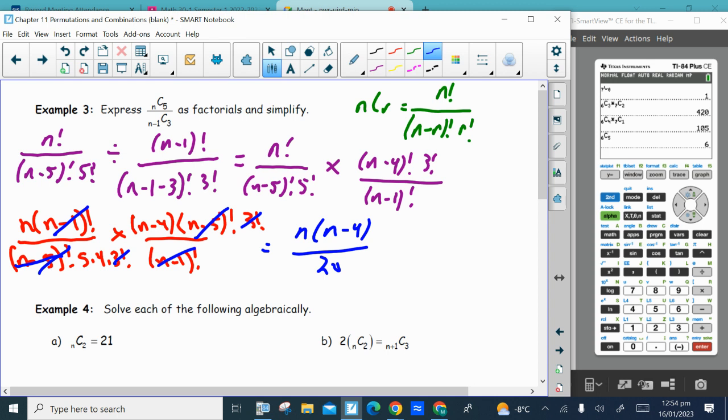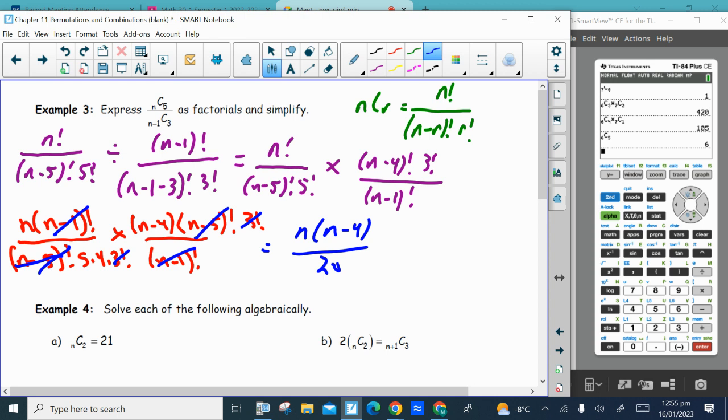And you could check to make sure that the expression you have at the end is equal to what you started with by choosing any value of n that you wanted to. But remember, n has to be greater than or equal to the r values, because n refers to what you're choosing from. R is how many you're choosing, n is how many you're choosing from. Well, you can't choose more than what you have to choose from. So because of that, n has to be greater than or equal to r.